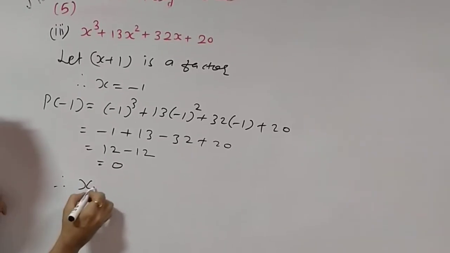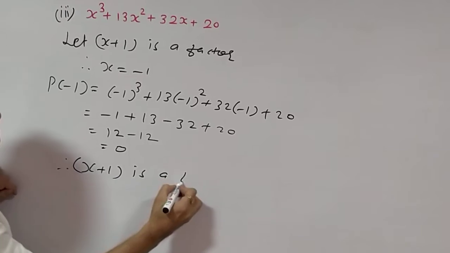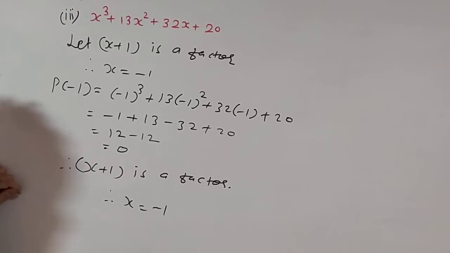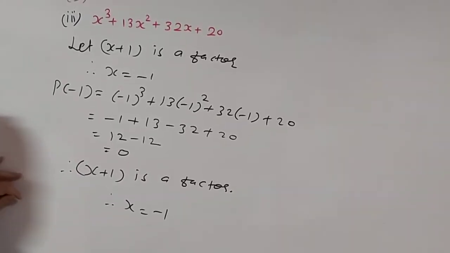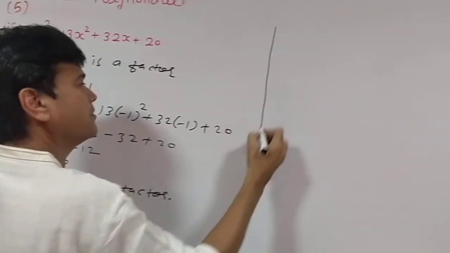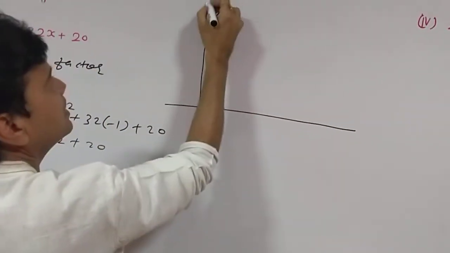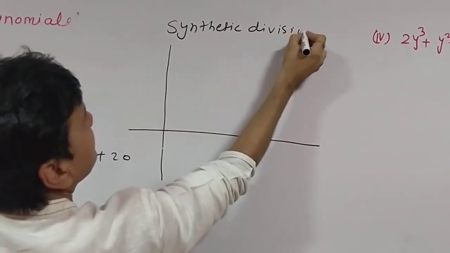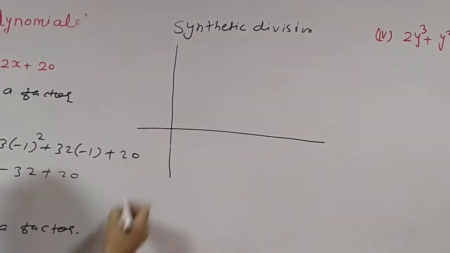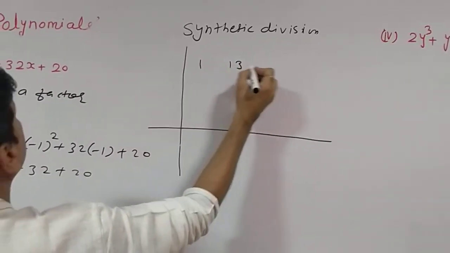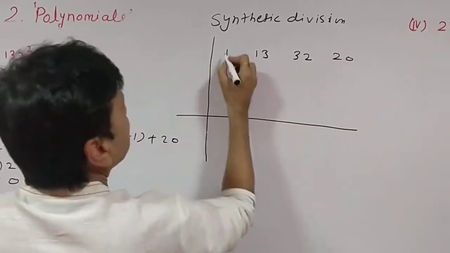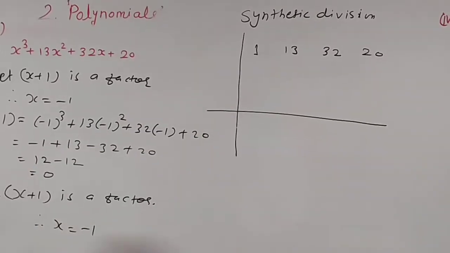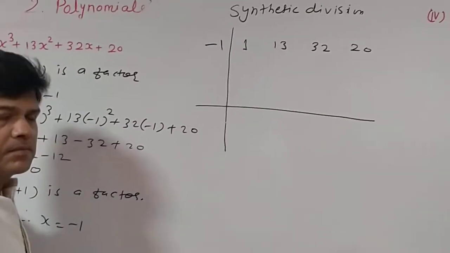Therefore, again x plus 1 is a factor, therefore x is equal to minus 1. The same method here, synthetic division. This is called synthetic division. 1, 13, 32, 20. Write the coefficients. 1, 13, 32 and 20. In place of x you have to write minus 1.